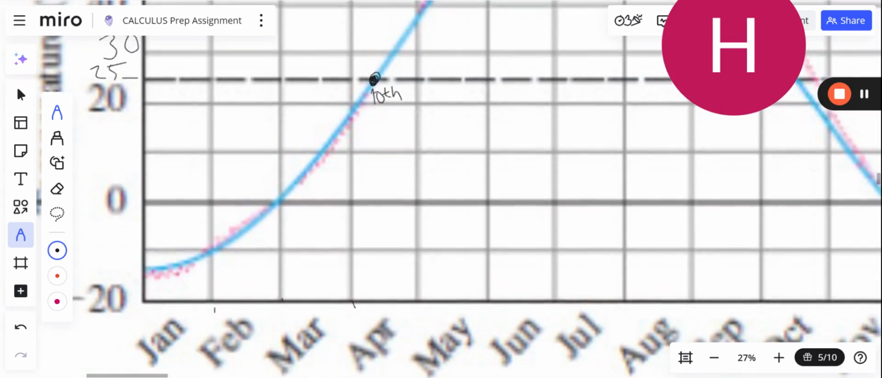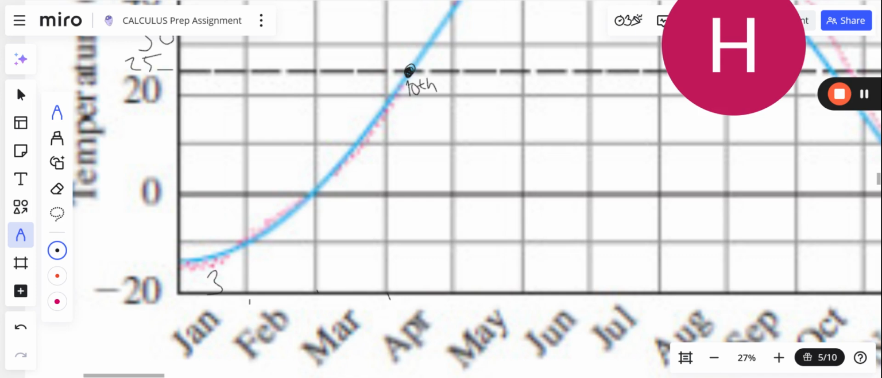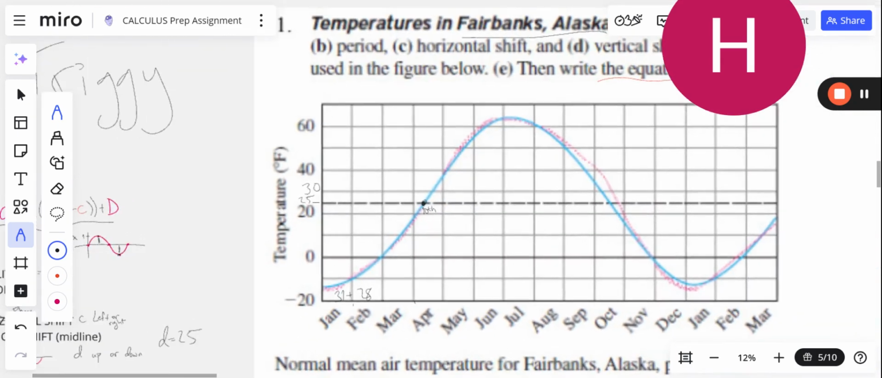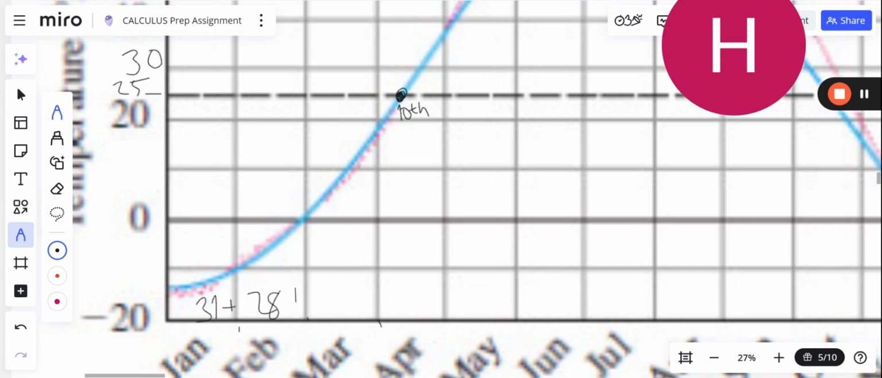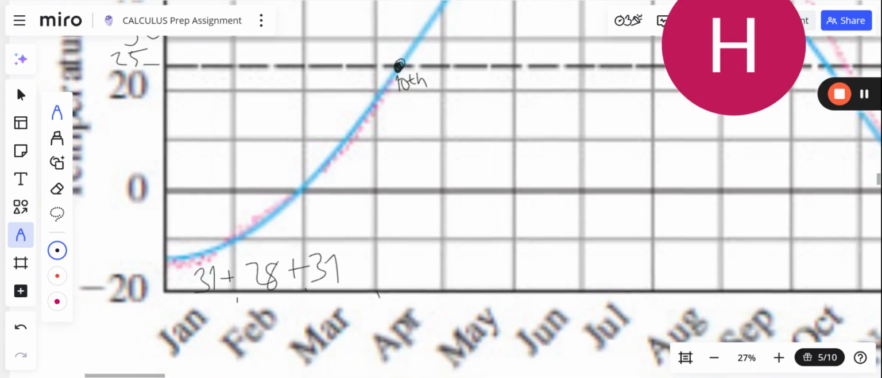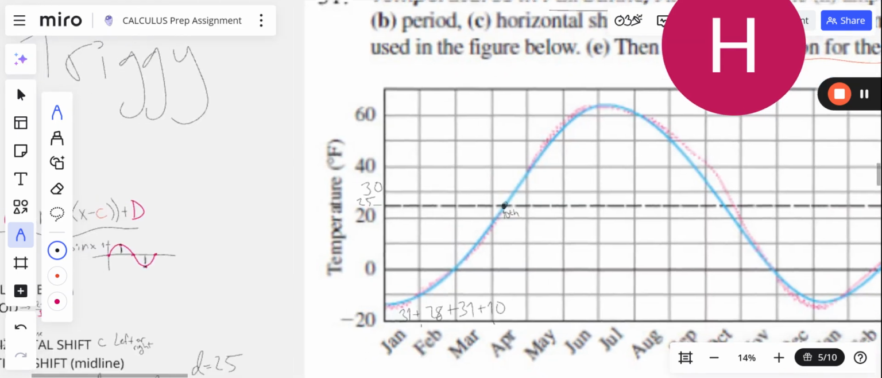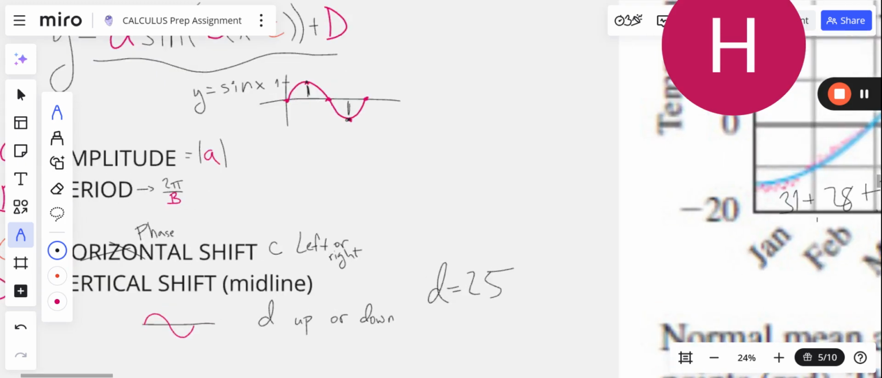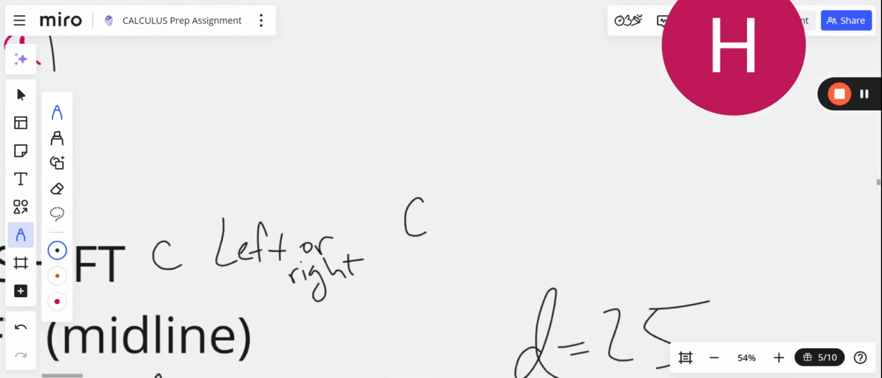Well, we've completed 3 months. This gets a little technical on the calendar, but we have 31 plus, let's just say it's 28 days. We don't know if it's a leap year. Doesn't matter. We don't have to get that technical. And then we have 31 days in March as well, for a total of 90 days plus 10. So like on the 100th day, so we can say that the value for C equals 100.